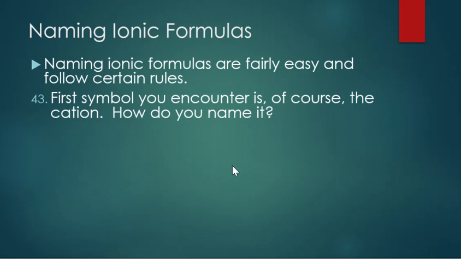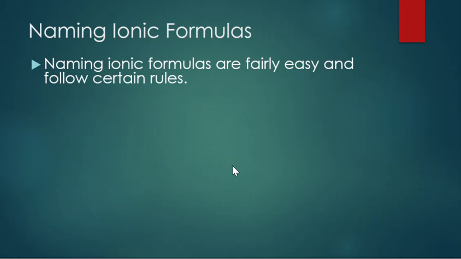All right, so how do you write these things? First symbol you encounter, of course, is going to be the cation. That's the guy. The guy's name is never changed. So you just write it down.